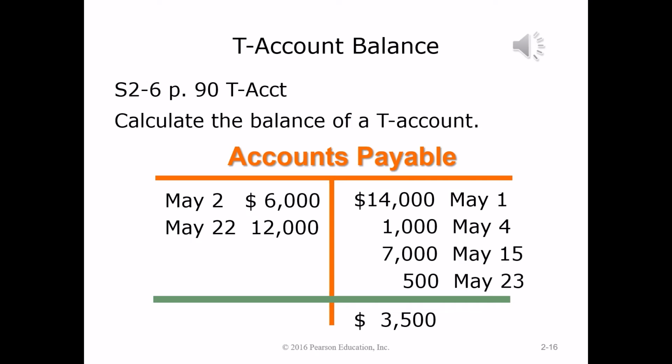Accounts payable has a normal balance of credit. So in this case, we would add together all of the balances on the credit side, and we would subtract the numbers that are on the debit side. If you got a balance of $3,500 credit, you're right.